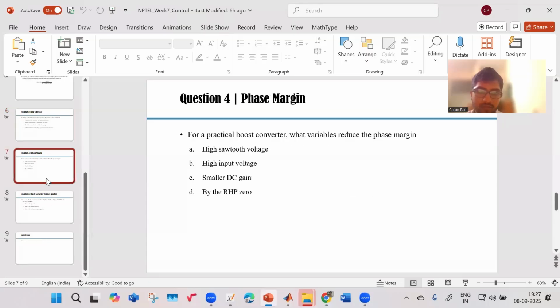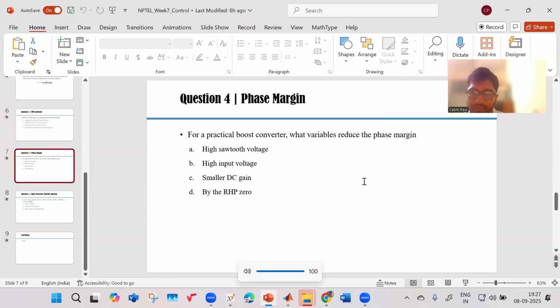Okay, it's taking time. Let's proceed to the next question, Tilda. Okay. What do you think is reducing the phase margin?